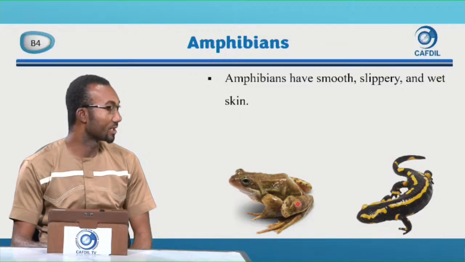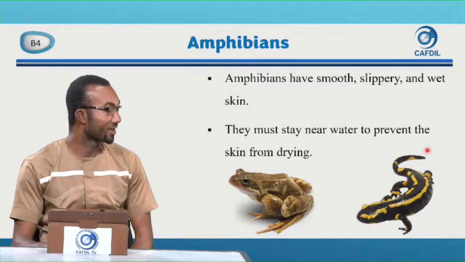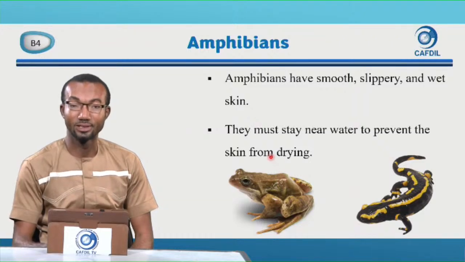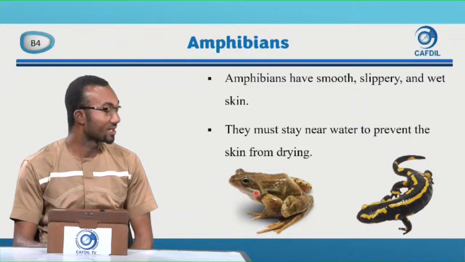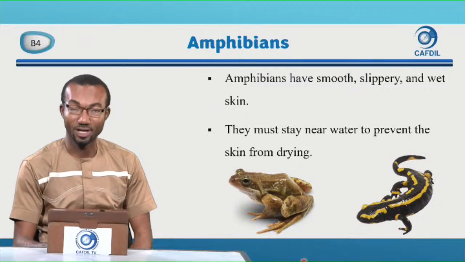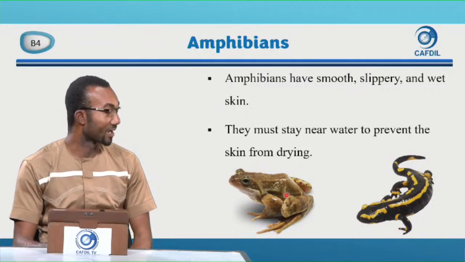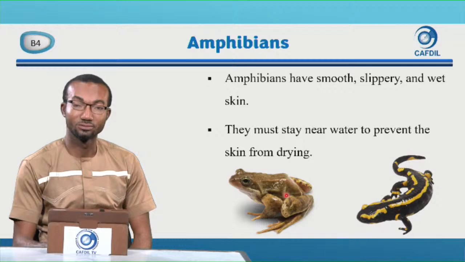Good. 2. Amphibians have smooth, slippery, and wet skin. Most of them have slippery and wet skin, just like the frog and the salamander. They must stay near water to prevent the skin from drying. So anywhere you see frog, you will see that there is a pond nearby, because they must stay near water to prevent the skin from drying. Frogs breathe through their skin, so if the skin dries, it will affect them.